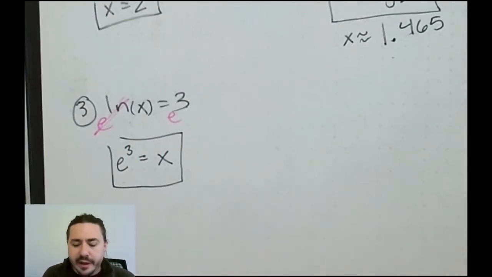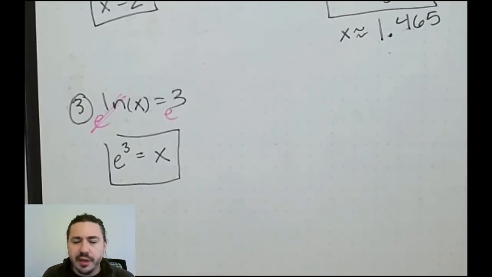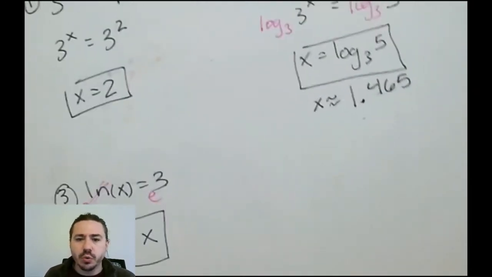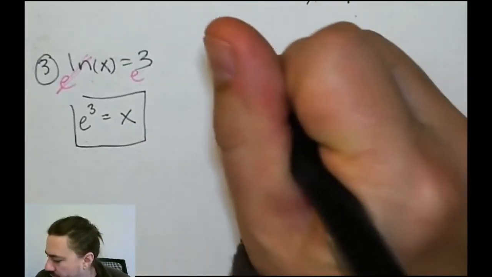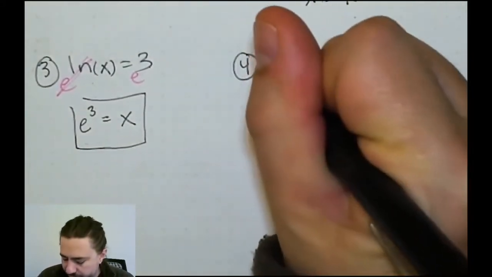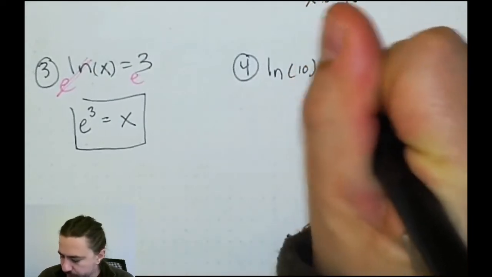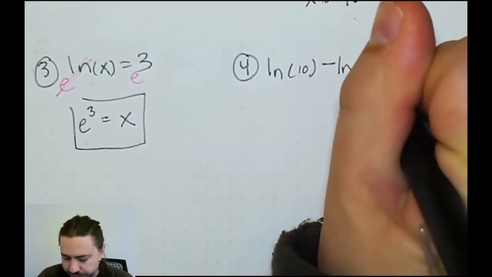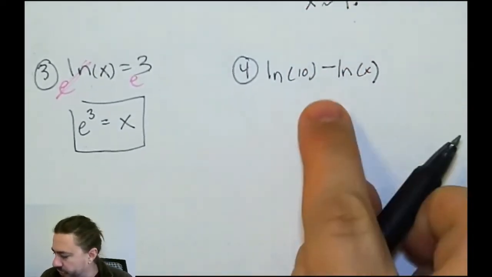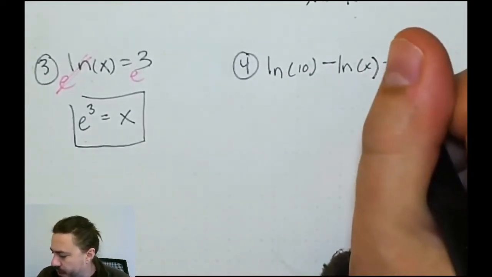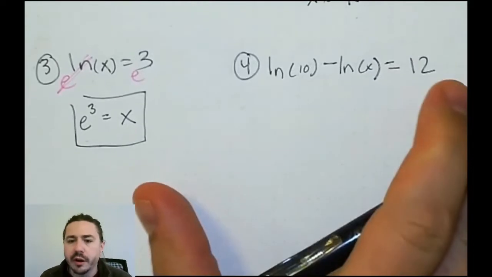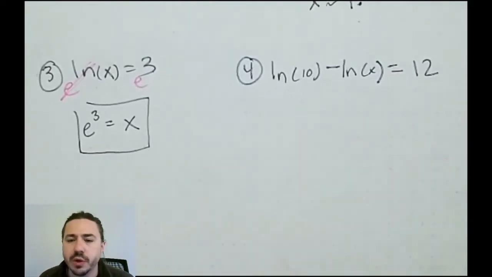Now let's look at a couple where maybe they're not set up with just one function, but maybe you have two functions. So let me show you another problem here. Let's say I've got natural log of 10 minus natural log of x. Well, let's do one more where you're going to end up with just one function.